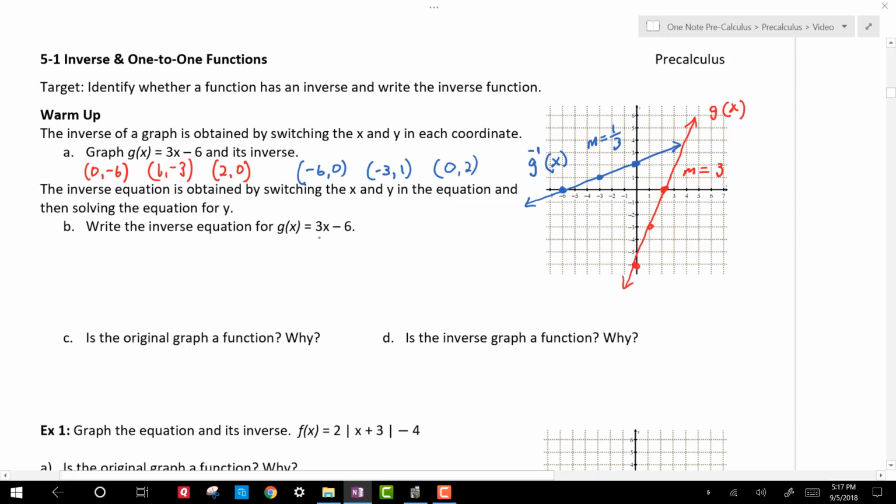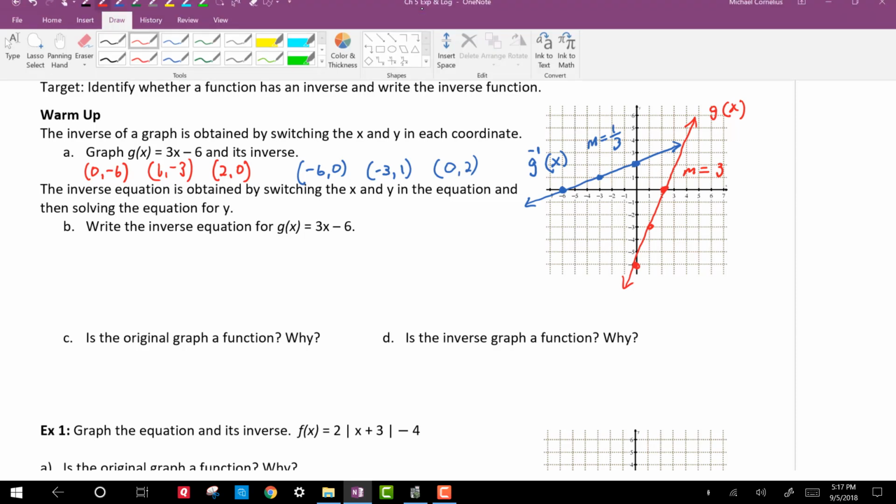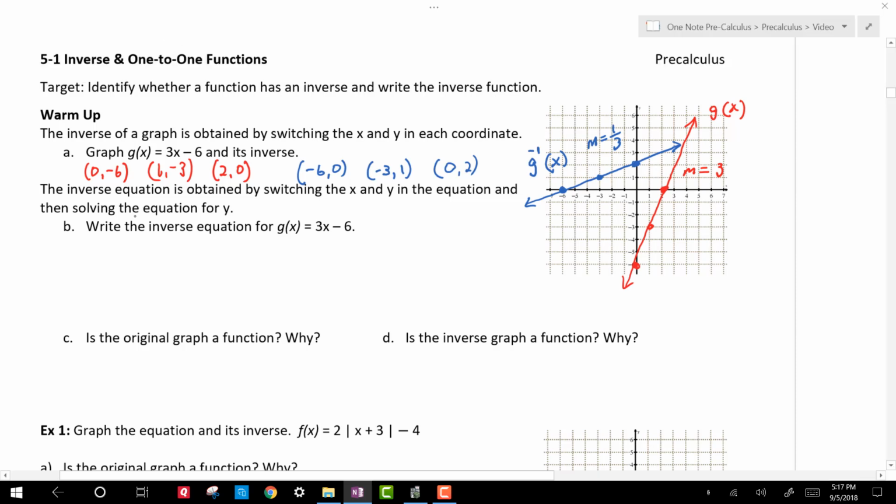So we're going to write the inverse equation for g of x. I'm going to go back to blue here. The inverse is obtained by switching the x and the y. So I'm going to write x equals 3y minus 6. And I'm going to solve for y. So we're going to add 6 to both sides. We have x plus 6 equals 3y. I'll divide out the 3 on both sides. Now, you may divide differently, but when I divide, I typically divide each term. Depends on what I need to do with it. But basically what I have now is 1/3 x plus 2 equals y.